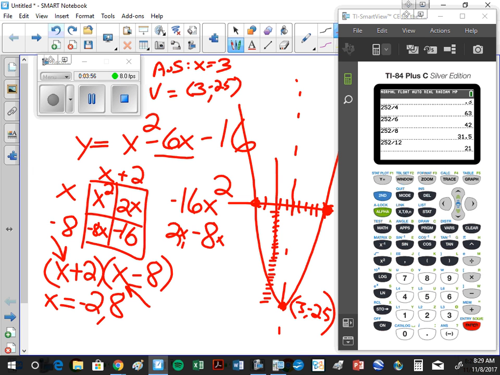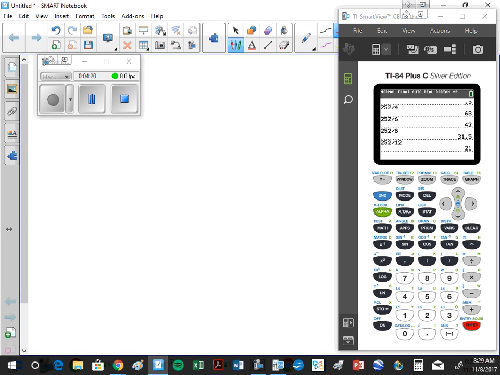And that's how you find the vertex and the axis of symmetry if you have a standard form equation. Factor it, take the factors and find the roots, add the roots together and divide them by 2, and that will tell you where the axis of symmetry is. Take that value and plug it into the equation, and that will tell you the y value of the vertex. Does that make sense? Okay.